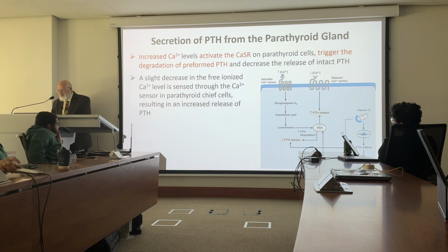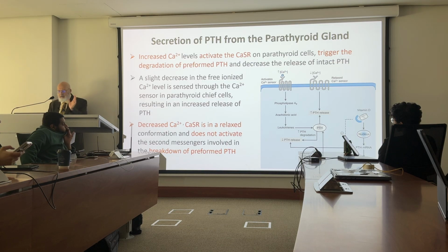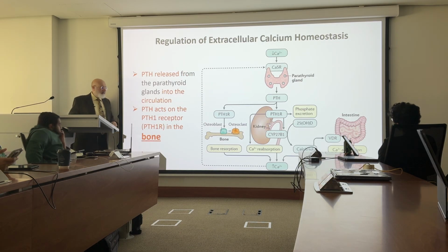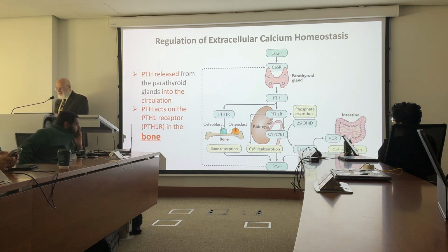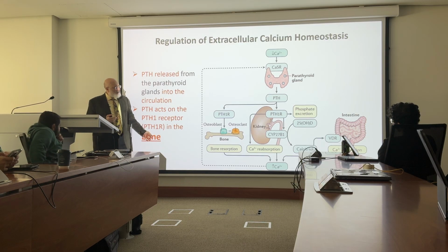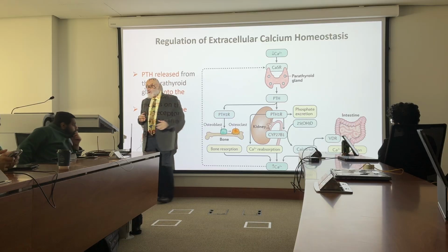So slight changes in the free ionized calcium, that's why it's very tight, will trigger this right away, and then the body will start releasing the PTH and not breaking it down. Now, what happens? PTH will be released in the circulation. It's going to be circulating, finding some target. Those targets are called PTH receptors, PTH1 receptors. They exist on the kidney, we'll see that, but also first exist on the bone, as we'll see.